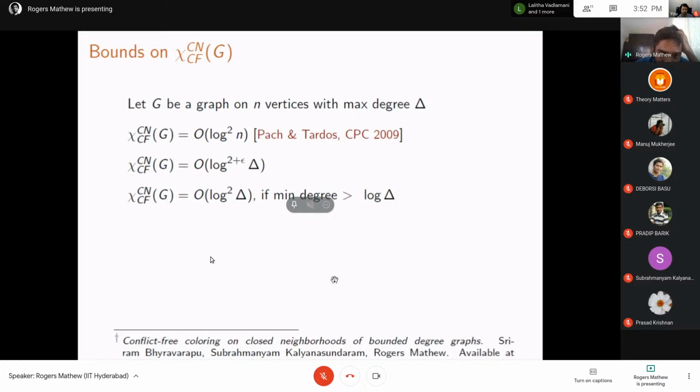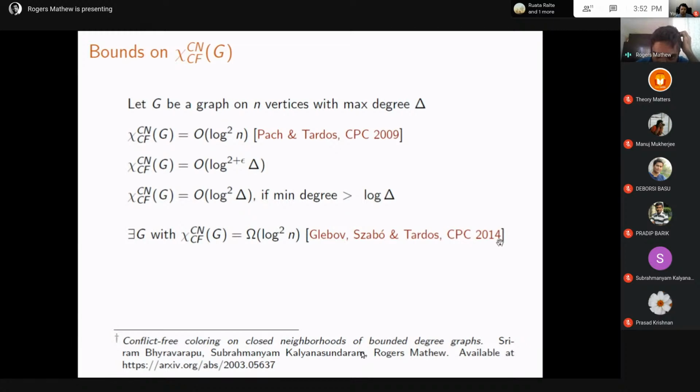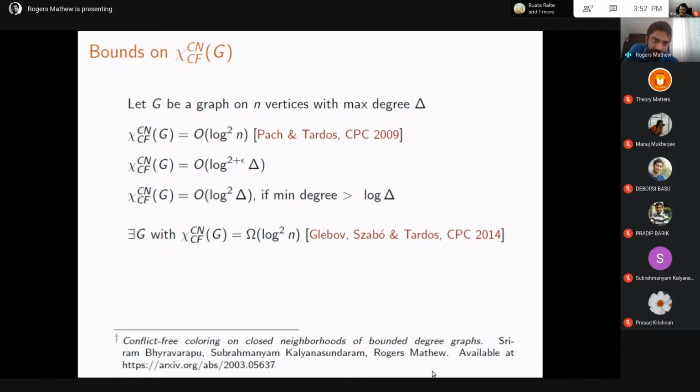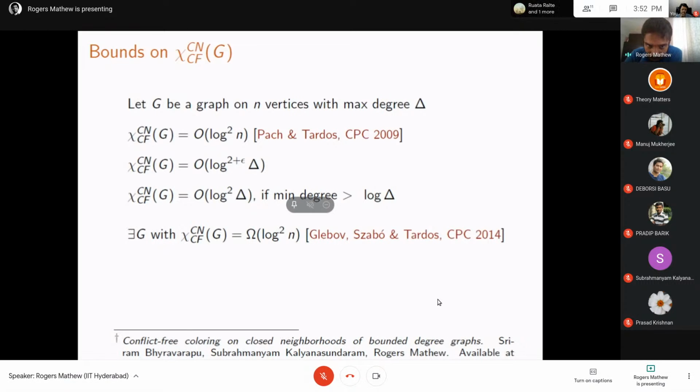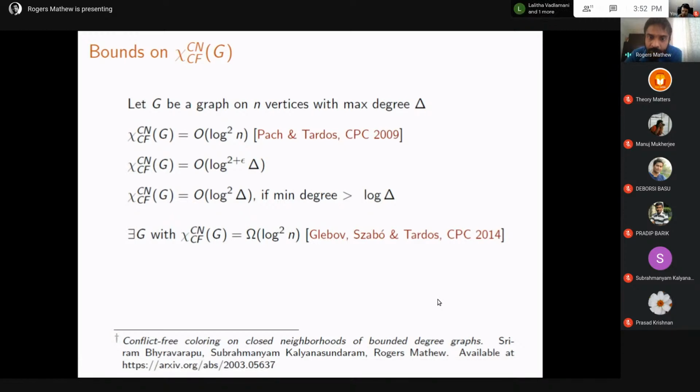So you have this result due to Glebov, Szabo, and Tardos in 2014. This is in random graphs. They showed that there exists a graph on n vertices whose conflict-free chromatic number is at least order of log square n. So it's a lower bound: you have graphs which require log square n. Now this actually implies that there exist graphs which require log square delta, because delta is anyway less than or equal to n, less than or equal to n minus 1 to be precise.